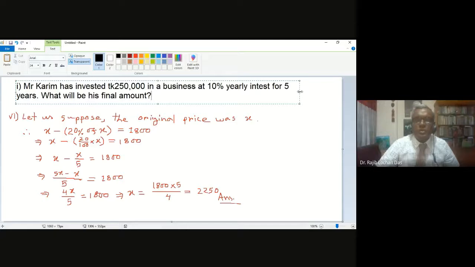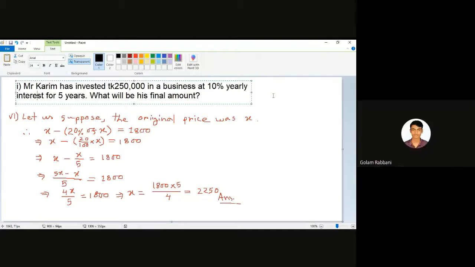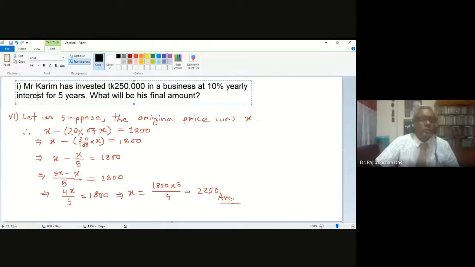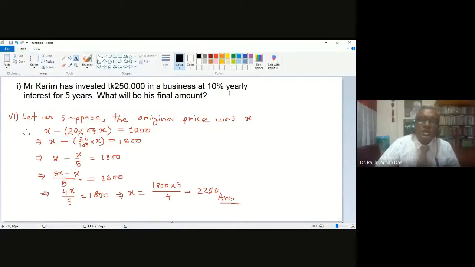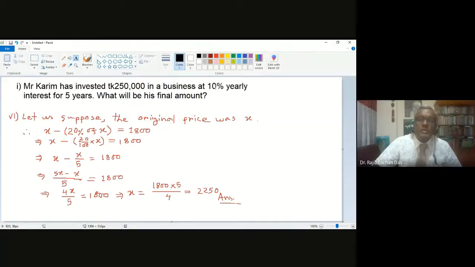Is that okay? Do you understand the question? Yes, sir. Okay, so if you understand the question, then fine. Think about yearly interest. What is the yearly interest? Sir, 10 taka. 10 taka will be given extra for every 100 taka after 1 year.